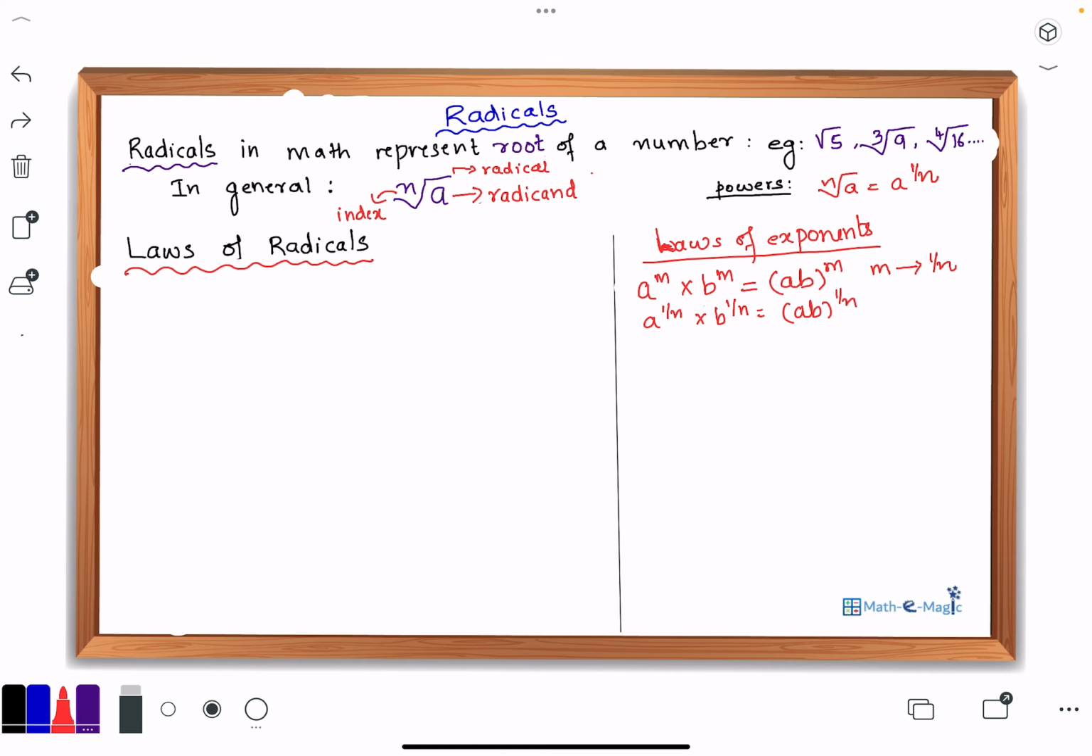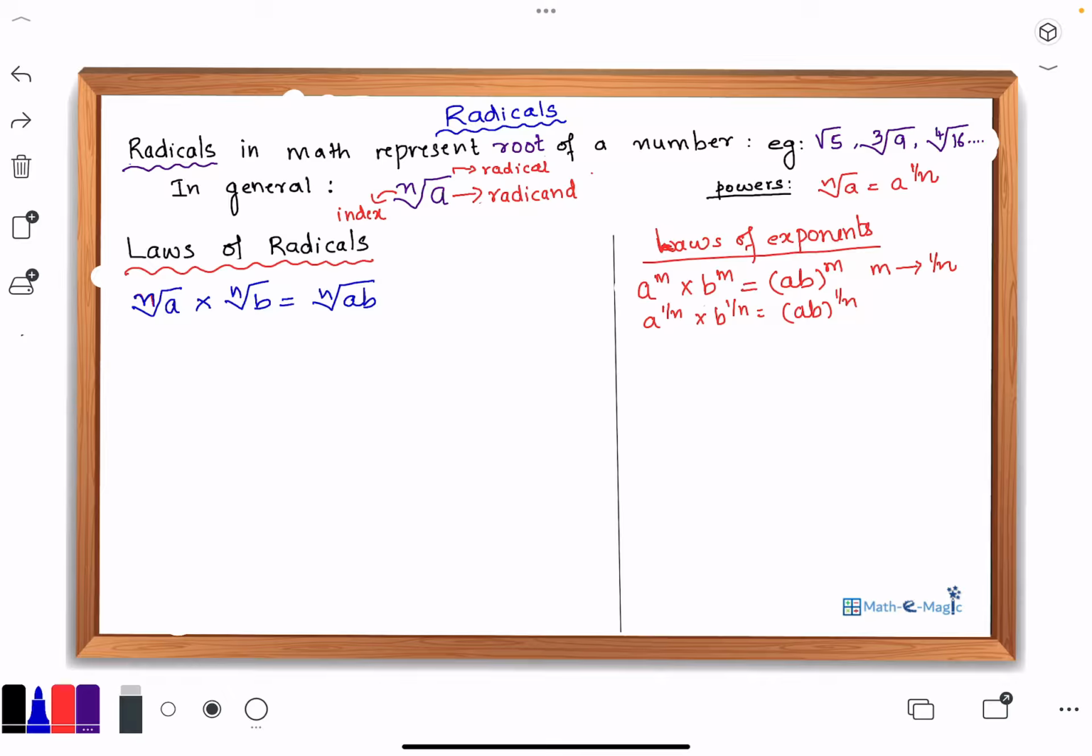And if we look at that in terms of radicals, then we have our first law of radicals: the nth root of a times the nth root of b will be the nth root of ab. That means if we have two numbers under the same index, the same radical, the powers are the same. I cannot have a square root of a number and a cube root. No, the index needs to be the same. So if they are under the same index, then we can multiply those two numbers inside the root sign under one radical sign.